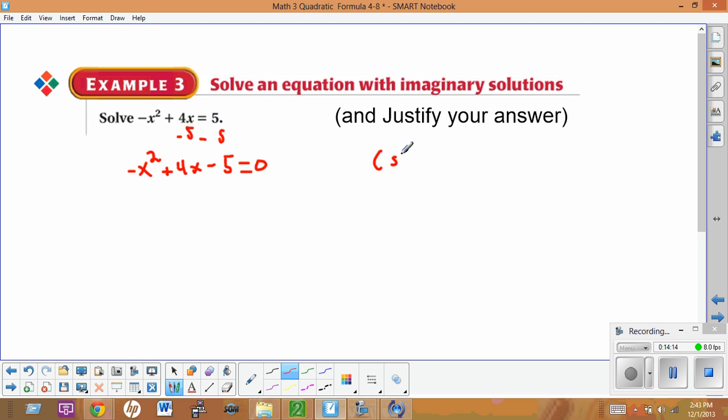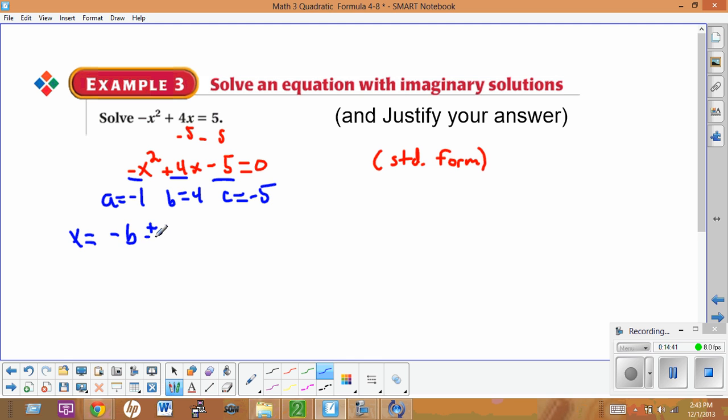Next step is to identify your a, b, and c. So in this case, a is equal to negative 1. b is positive 4. c is negative 5. We're going to substitute them into the equation. So x is equal to negative b plus or minus the square root of b squared minus 4 times a times c, all divided by 2a. Again, I'm writing it out because it helps me memorize it.